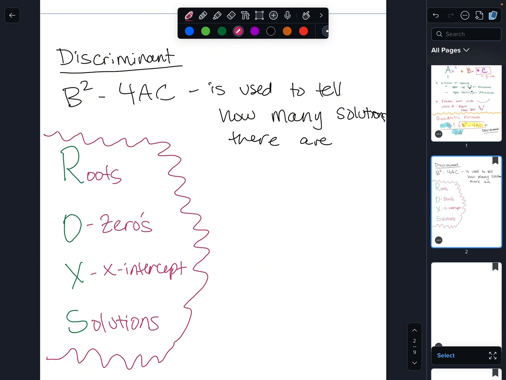Now, when you plug in your b from the formula, you've got your a and your c. Here are some of your rules. If your b squared minus 4ac is positive, that means you have two solutions.